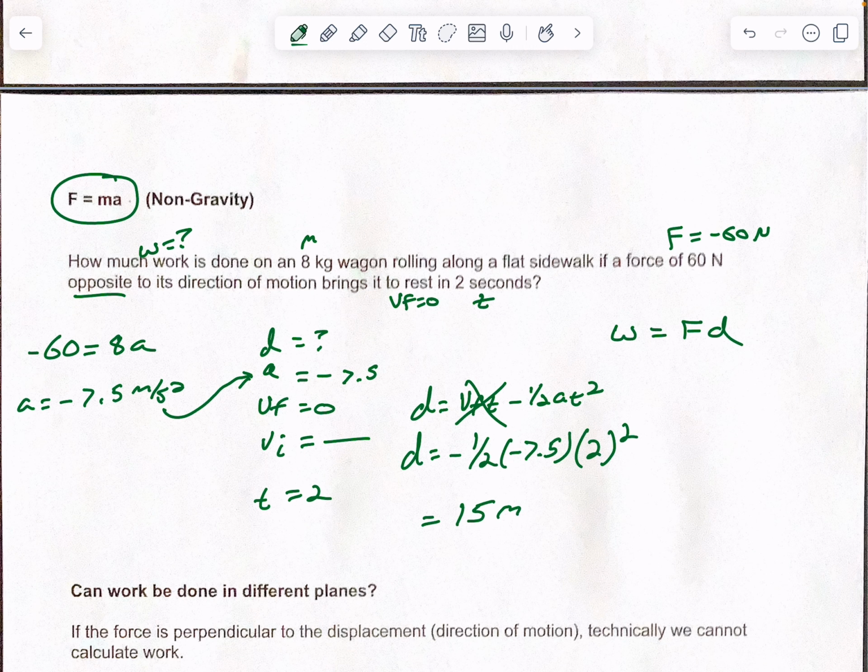So now I have my distance, so now I can do work equals force times distance. So negative 60 times my distance of 15, and you get negative 900 joules.